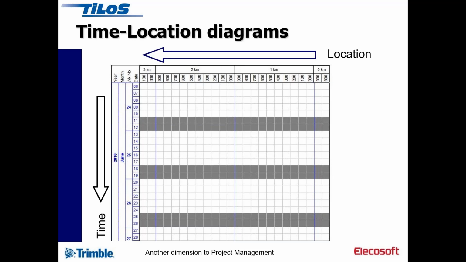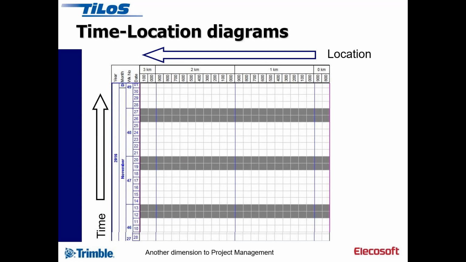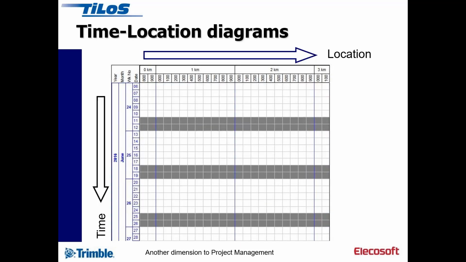You can have the location going left to right. You can go Birmingham to London, or you can go London to Birmingham, and you can have the timescale so that early tasks start at the bottom of the page and work up, or they start at the top of the page and cascade down. So that is the most common situation that I find.